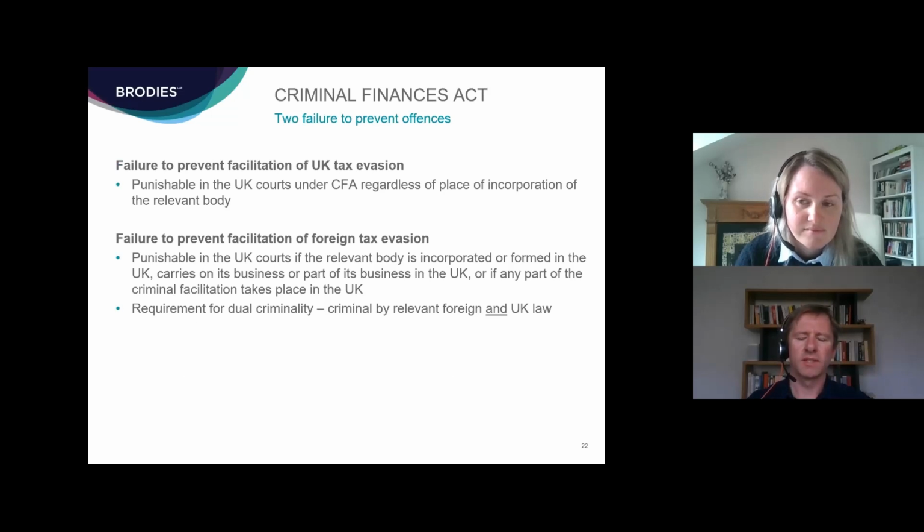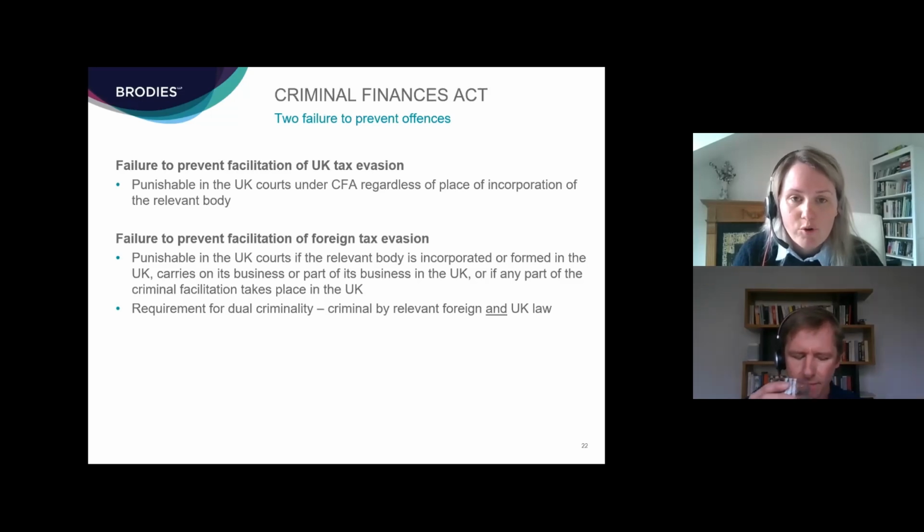So Lisa, taking what we just heard from the Long John Silver management of the joint venture and bringing that back into the offences under the Criminal Finances Act, could you help us? Sure, of course. So the Criminal Finances Act imposes two corporate criminal offences. They came into effect on the 30th of September 2017. Two offences shown on the slide there. The first is the failure to prevent facilitation of UK tax evasion.